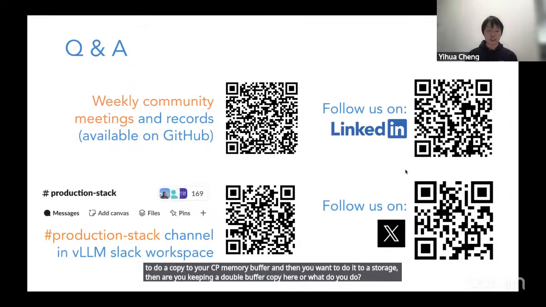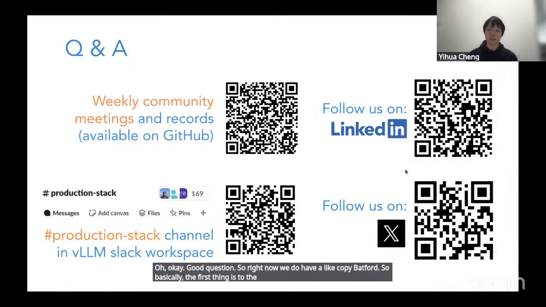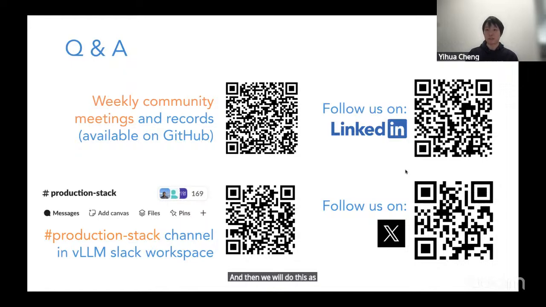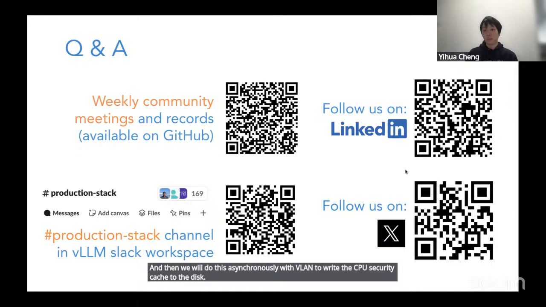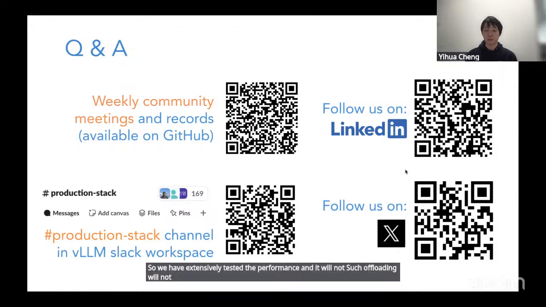Oh, good question. Right now we do have a copy buffer. Let's use disk as an example. First we offload to the CPU, and then we asynchronously write the CPU's KV cache to the disk with vLLM. We have extensively tested the performance, and such offloading will not impact vLLM's performance.